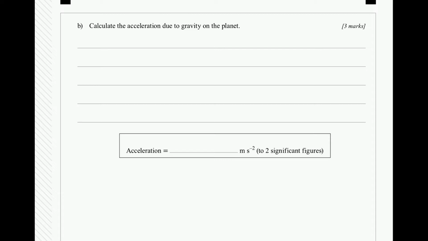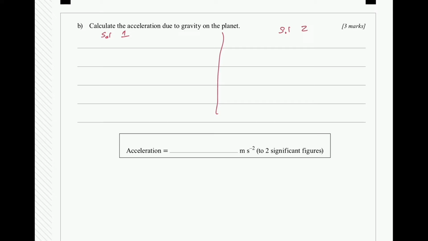So part B is calculate the acceleration due to gravity on the planet. What we're going to have here is two solutions, or two ways you can think about getting to the answer in this question. On the left hand side is going to be solution 1, and over here on the right hand side we will talk through solution 2.